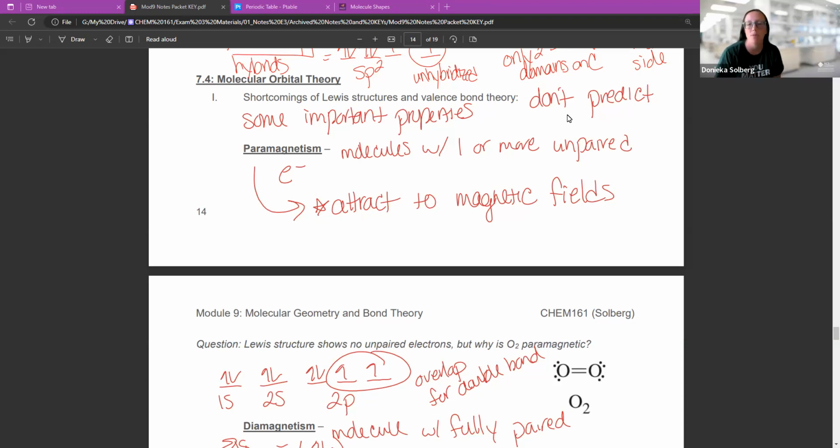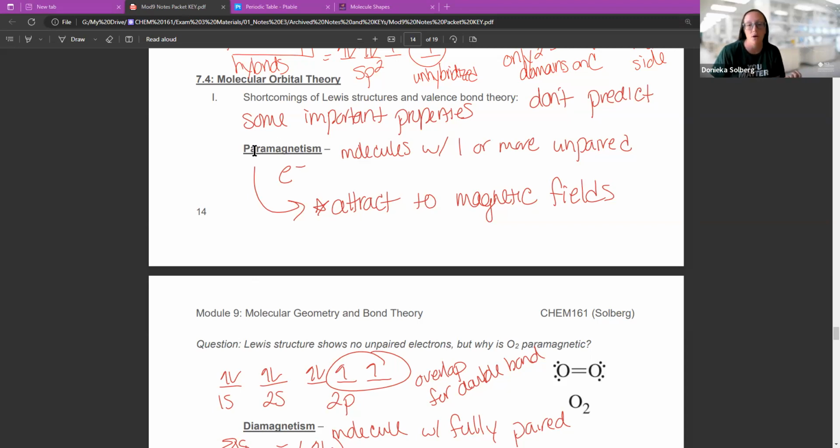So the shortcomings of Lewis structures and valence bond theory are that they don't predict some of the important properties that we see in molecules. We can get valence bond theory and VSEPR structures to predict polarity. We can get hybridization to predict bond angles and explain those bond angles. But there's things like paramagnetism and diamagnetism that I'm going to talk about in a second that aren't explained by these other bonding theories, things that we observe that we need some other way to explain.